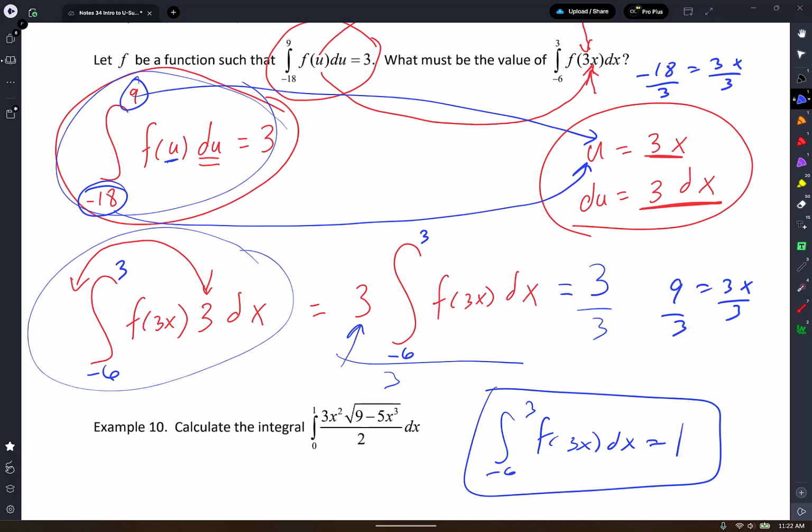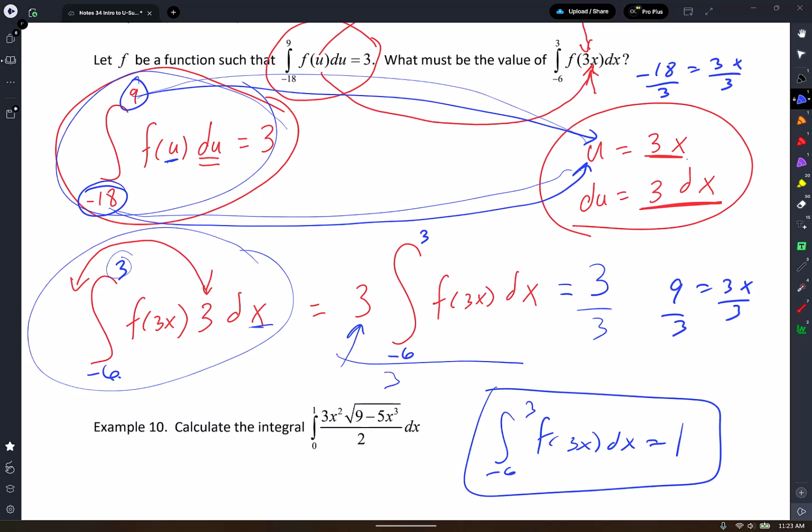For the negative 18 and the 9, why did you do that? Why did you do the 3? Oh, because these were in terms of u. I needed it in terms of x. And so I have a new x. So I said, okay, when u is negative 18, what is x? And I got negative 6. When u is 9, what is x? And I got 3.